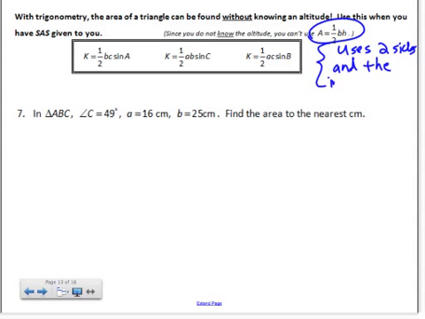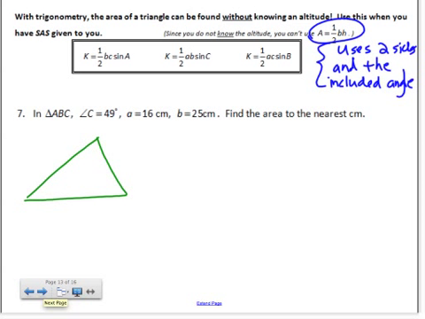So when we're looking for the area here, we've got 1/2 times the bottom part, which would be one of the adjacent sides, times the sine of the angle times the other side. So it's the two sides and their included angle. Here we go. In triangle ABC, we know that angle C is 49 degrees. We know that A is 16 centimeters, and B is 25 centimeters.